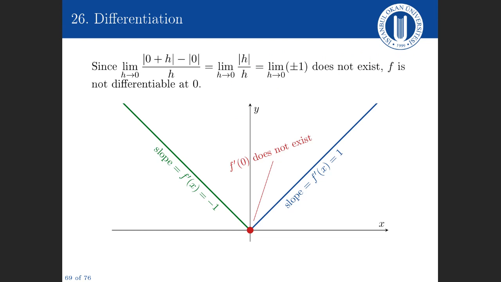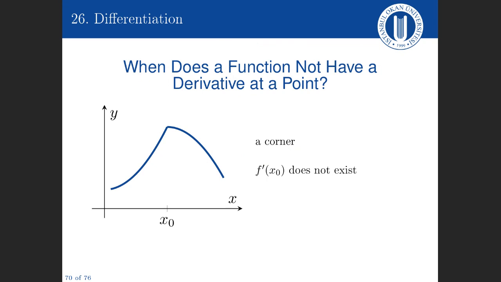What happens at 0? At 0, we're going to be wanting to calculate the limit of the absolute value of h divided by h. If h is positive, this is plus h divided by h, or plus 1. If h is negative, this is minus h divided by h, or minus 1. We would need to calculate the limit as h tends to 0 of something which is sometimes plus 1, sometimes minus 1. But of course, that doesn't exist. So this function is not differentiable at 0. There's an example of a function which doesn't have a derivative at a point.